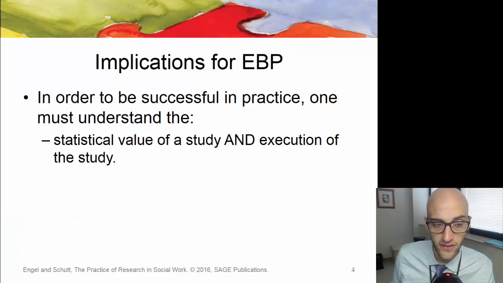And lastly, just implications for evidence-based practice. In order to be successful in practice, one must understand the statistical value of a study and the execution of a study. So when you're looking at developing your own research or looking at somebody else's research, it's important to think, as an informed consumer of research, about whether the statistical value that the authors are claiming is actually sound, and likewise how they've gone about executing the study itself.